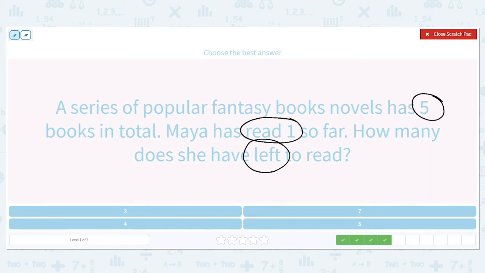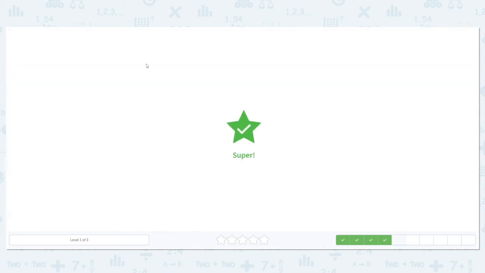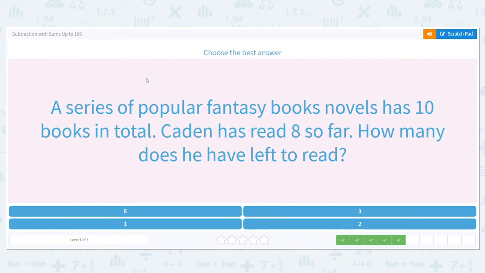Add or subtract? Subtract, because we're comparing the total number of books in the series to how many she's actually read. So our subtraction problem is 5 minus 1 equals. What is 5 minus 1? That's 4. Good job.